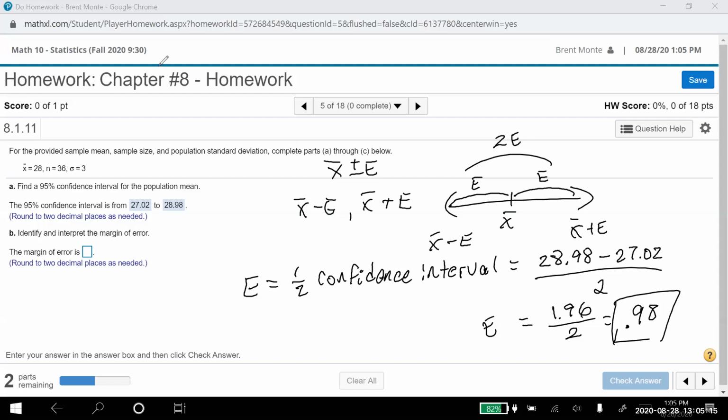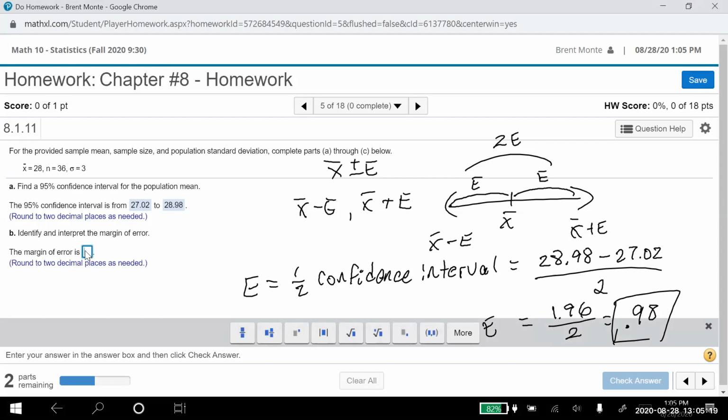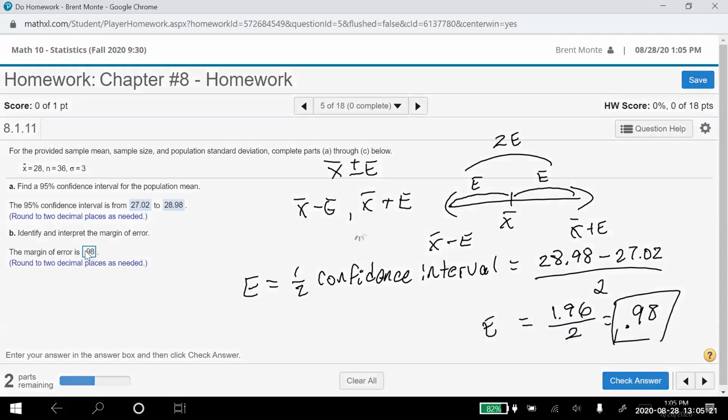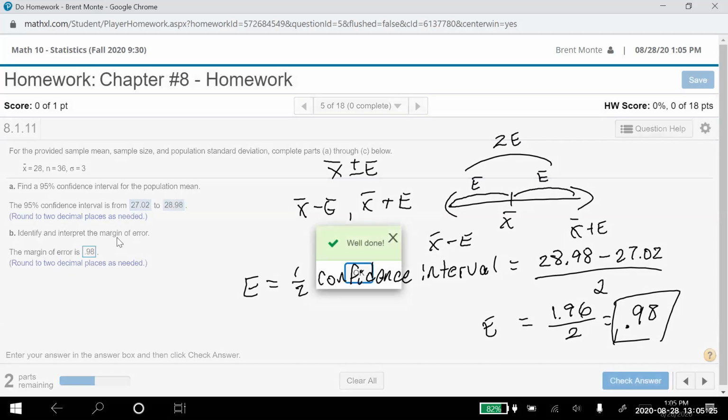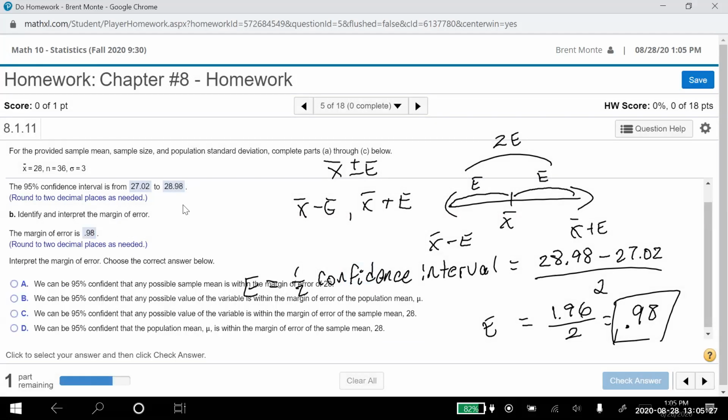Well, let's go do that. 0.98. All right, so I got that one right. So now let's go interpret what this says. Let's see, there's another part remaining. We don't know if I need any of this, so let's just read through.